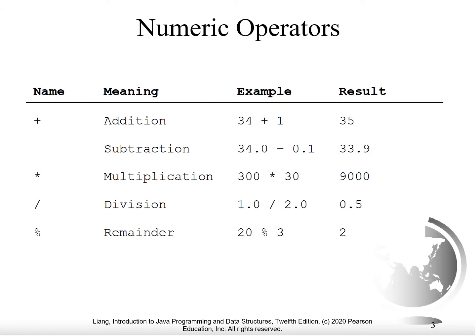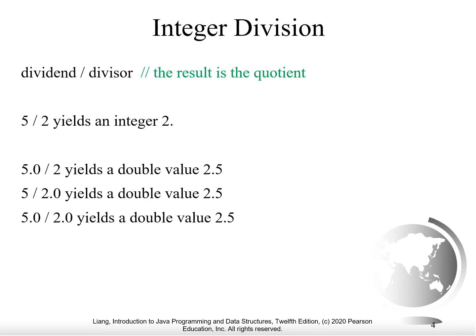The operators for numeric data types include the standard arithmetic operators: addition, subtraction, multiplication, denoted by an asterisk, division, denoted by a /, and remainder or modulus, denoted by the percent sign. When we use the division operator, the result will be an integer unless one of the operands is a real number, that is, of type float or double.